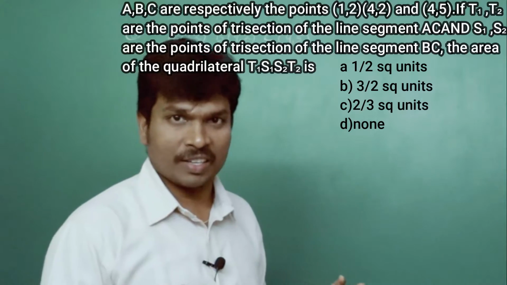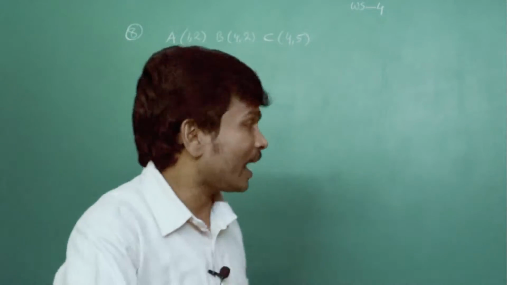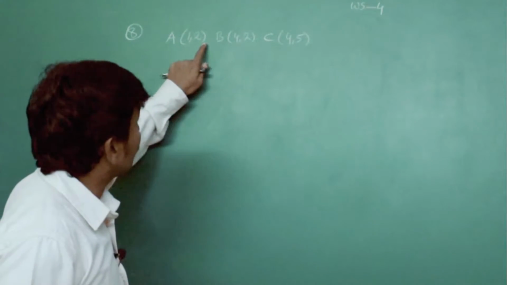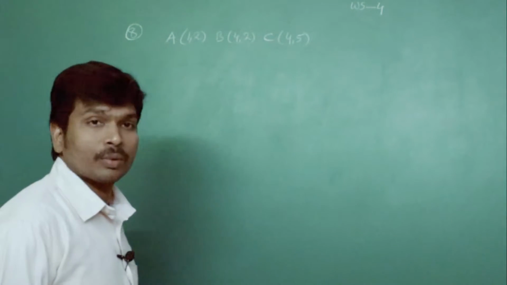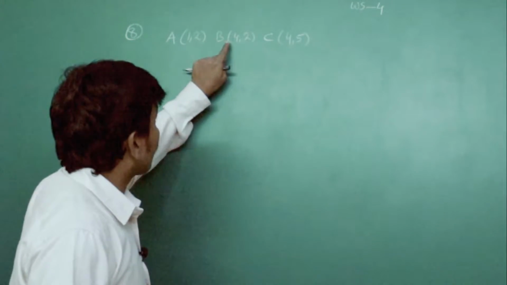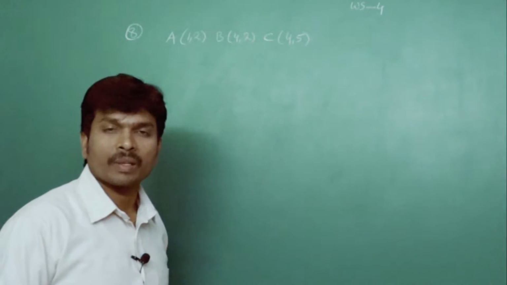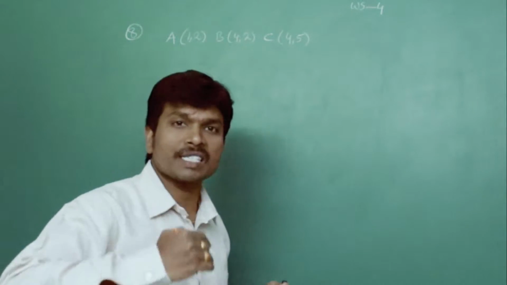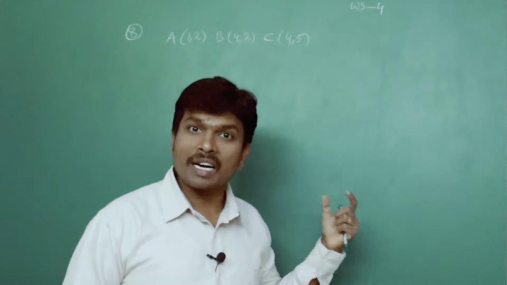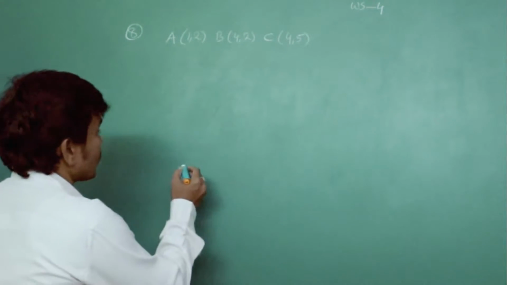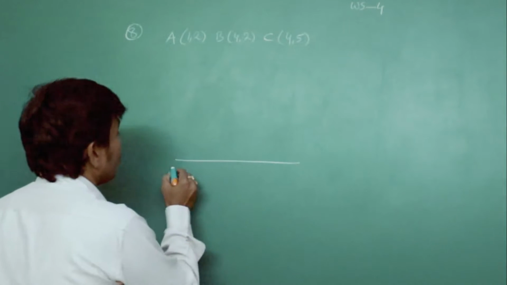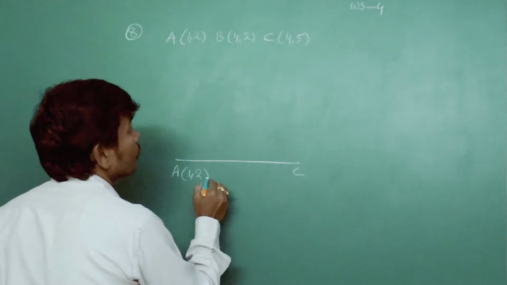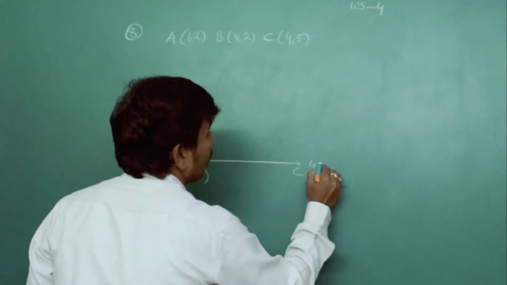Okay, first we have to draw the diagram. Observe here, A is 1, 2 and B is 4, 2. Here you observe the y coordinates are the same. If the y coordinates are same, their vertical distance is the same. So that's why easily we can identify AB is a horizontal line. It is 1, 2 and it is 4, 2.